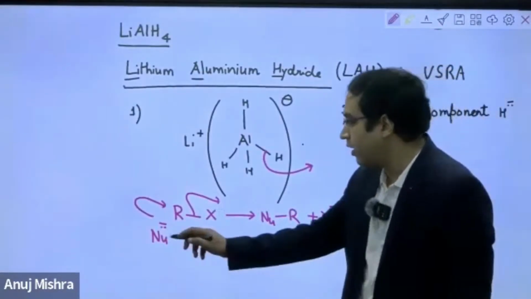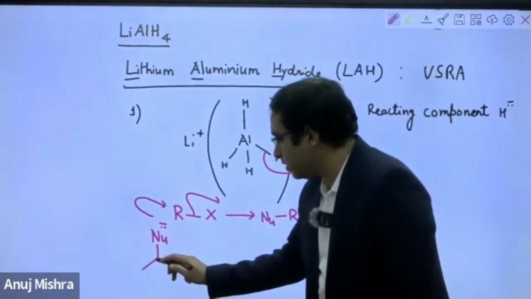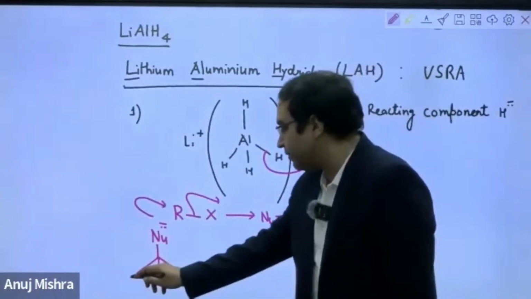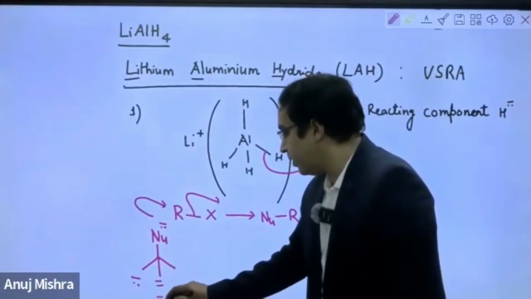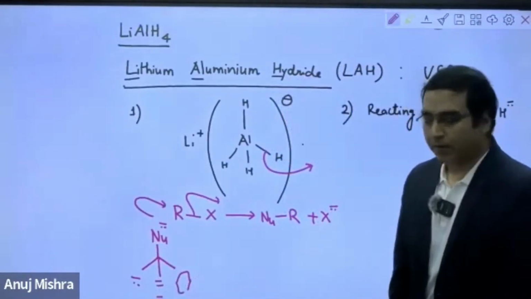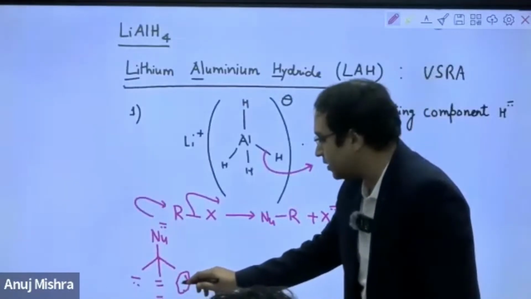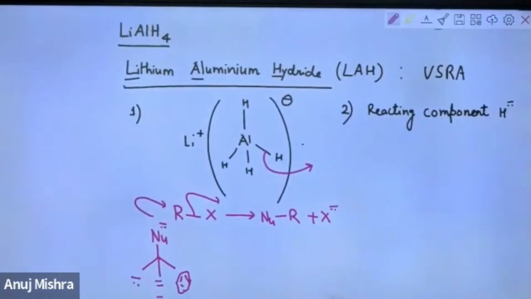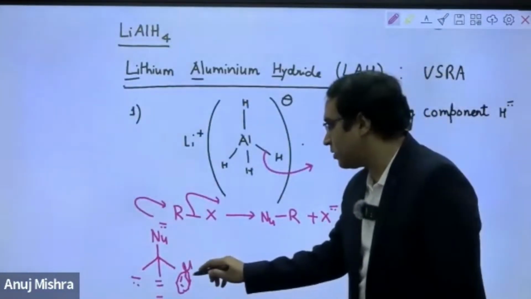How many types of nucleophile are there? Three types of nucleophile. Actual negative charge, double or triple bonds, or ring systems. Can you recall? Pi electron systems, basically, or ring systems, or sorry, lone pair systems. You can call it lone pair.